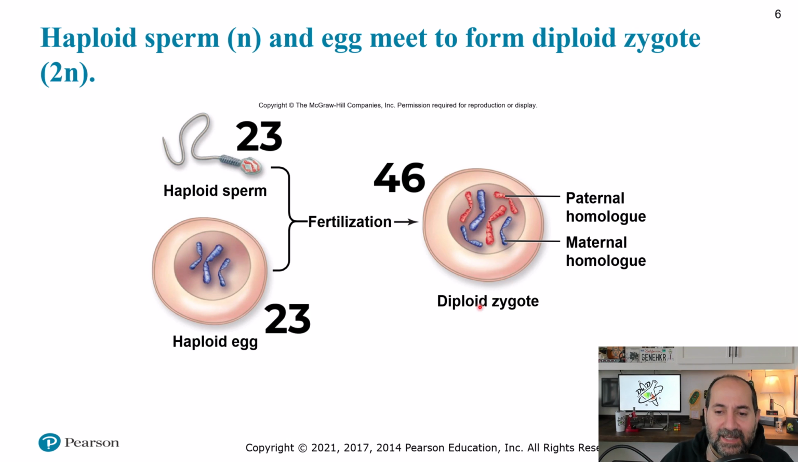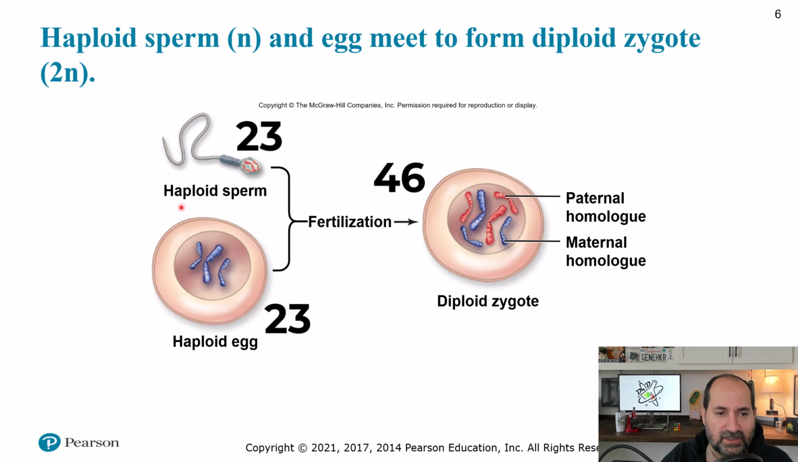Now, any cell with homologous chromosomes inside, any cell that has the set from mom and the set from dad, any cell that has both sets from both parents is called a diploid cell. So the fertilized egg is called a zygote, and because it has two homologous sets of chromosomes inside, this is known as a diploid zygote. Diploid meaning two homologous sets of chromosomes inside of the cell.